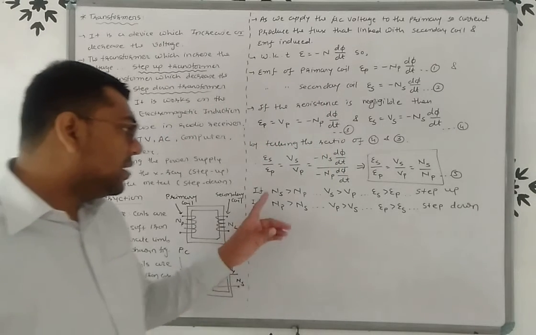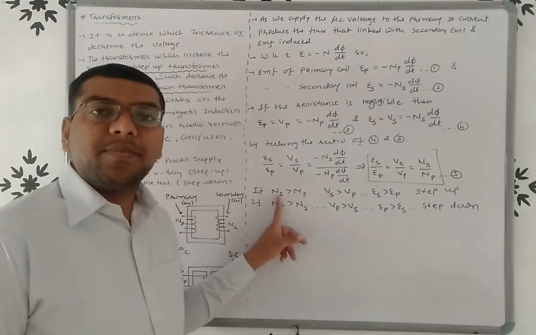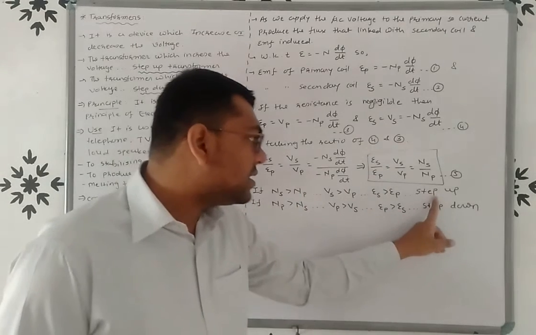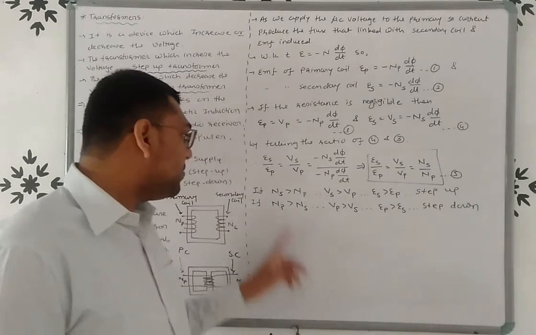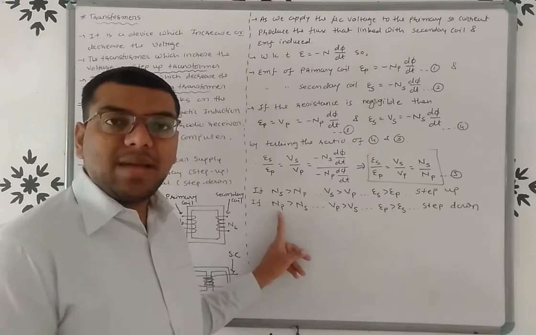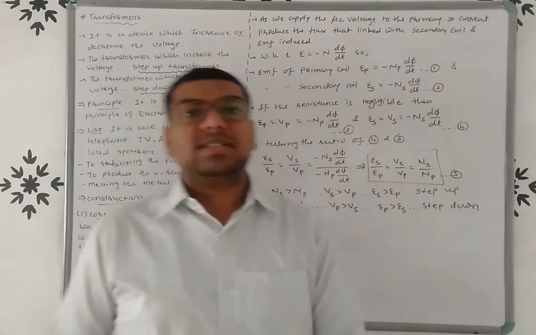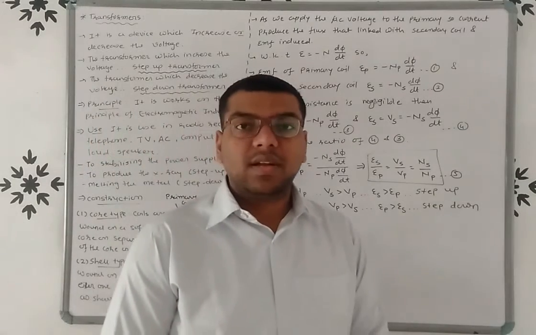So if the number of turns in the secondary is greater than the number of turns in the primary, then that is known as a step up transformer. And if the number of turns in the primary is greater than the number of turns in the secondary, that is known as the step down transformer, right?